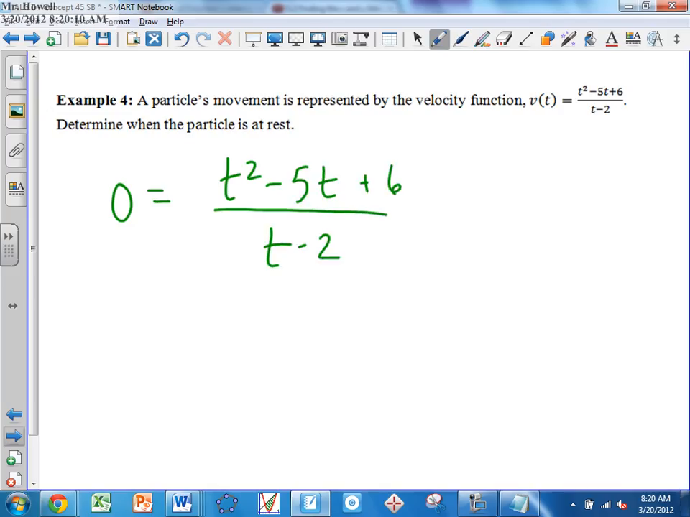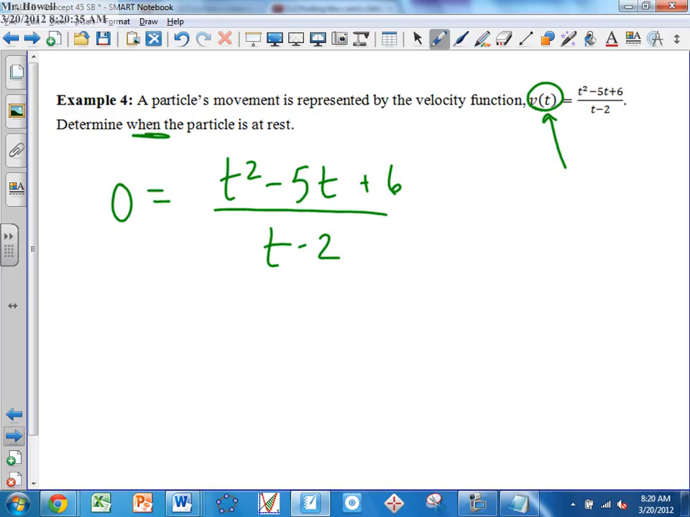Because remember, this is the value of the velocity at a given time. We're saying that the velocity is 0, find that time. Determine when. When you see the word when, it means solve for time. You've got to be finding t here. If it had said find the initial velocity, that's where you would plug in 0 for t.